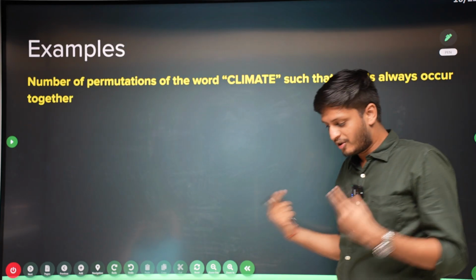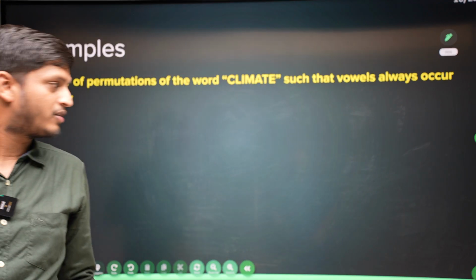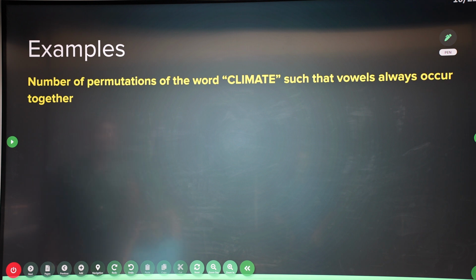Okay, now a more difficult problem. So again, pause the video and think about it. Find the number of permutations of the word CLIMATE such that the vowels always occur together.